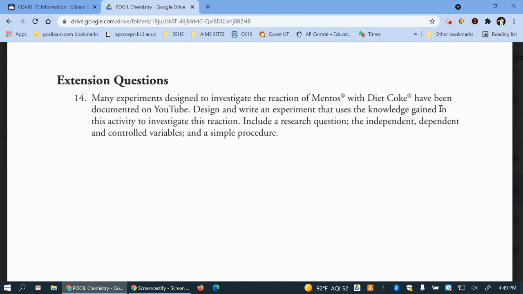Think about this. Many experiments are designed to investigate the reaction of Mentos with Diet Coke, and they've been documented on YouTube. Design and write an experiment that uses the knowledge gained in this activity to investigate this reaction. Include a research question, the independent, dependent, and controlled variables, and a simple procedure for how you would do it. If you're not sure about the Mentos and Coke, go Google it, watch a few of them, and then decide how you would design the experiment.